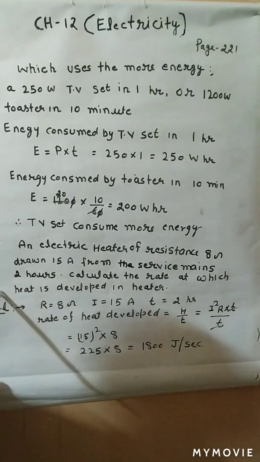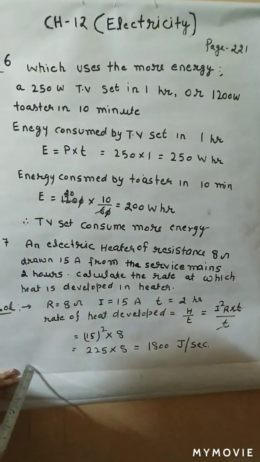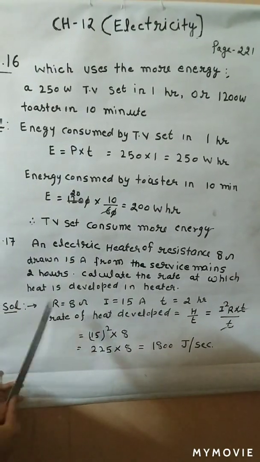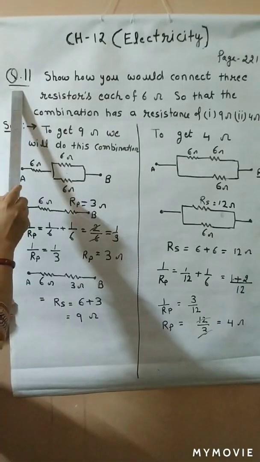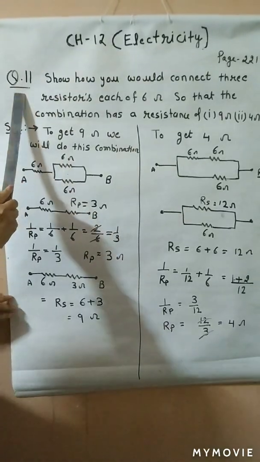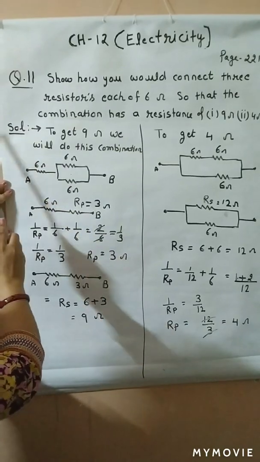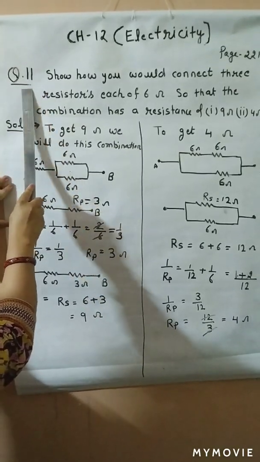Let's do one numerical left in between, where we have to do the combination of the resistors. So let's do that question. We have left it in between because in this we have to do some combination. Now let us see this question.